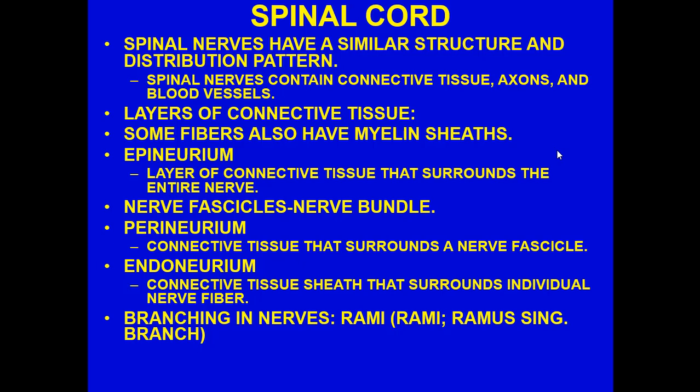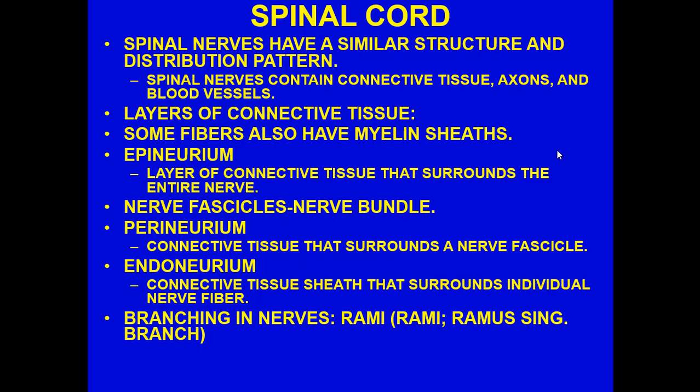When we look at these connective tissue structures, the first one is the epineurium. This is a layer of connective tissue that surrounds the entire nerve. Inside a nerve, you will have these nerve bundles called nerve fascicles.